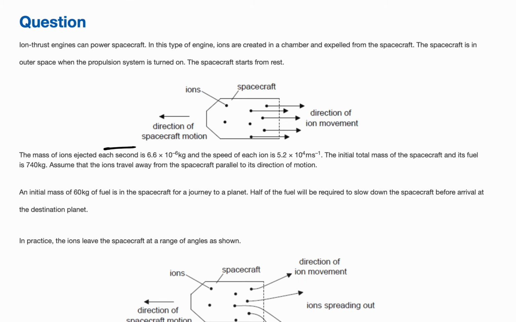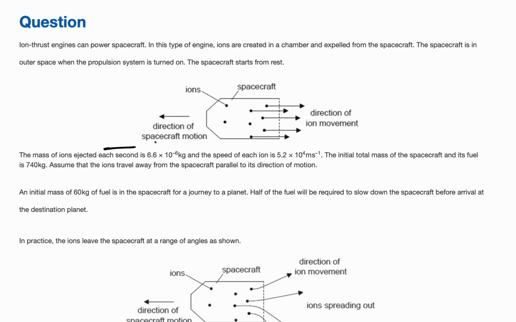The question: ion thrust engines can power spacecraft. In this type of engine, ions are created in a chamber and expelled from the spacecraft. The spacecraft is in outer space where the propulsion system is turned on. The spacecraft starts from rest. And a key thing to know about these type of questions is they do give you more information than you actually need. So do scan the question to see what you actually need for the problem.